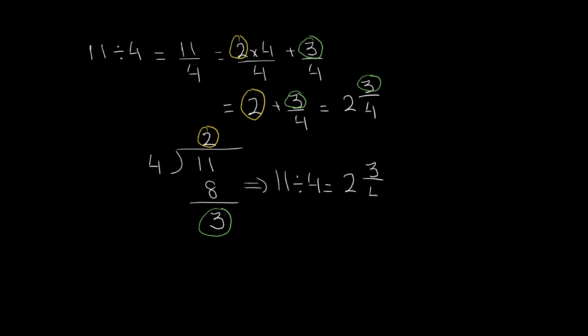Because if you have 3 chocolates and you want to give it to 4 children, then each child will get 3/4. That's something that we have already done. So that's why it is 2 whole and 3/4. And hopefully you should be able to see that division and fractions are, in fact, the same thing, just written out in different ways.